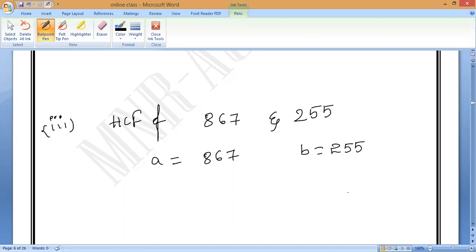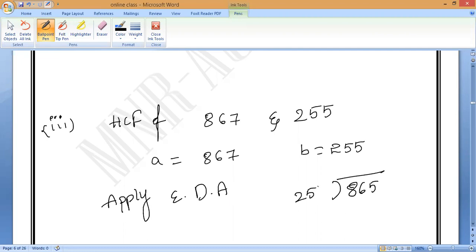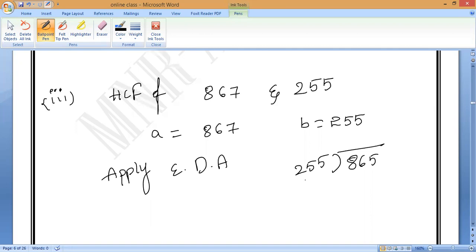a equals bq plus r. It means 867 divided by 255. How many times? See, round it up to 250. The 25 table: 25 twos are 50, so 500. 25 threes are 750. 25 fours are 1000, which is more than 867.